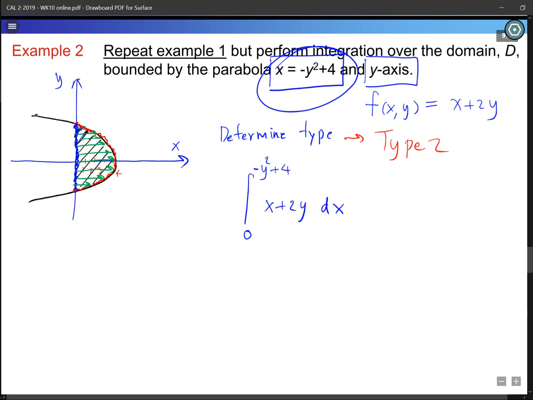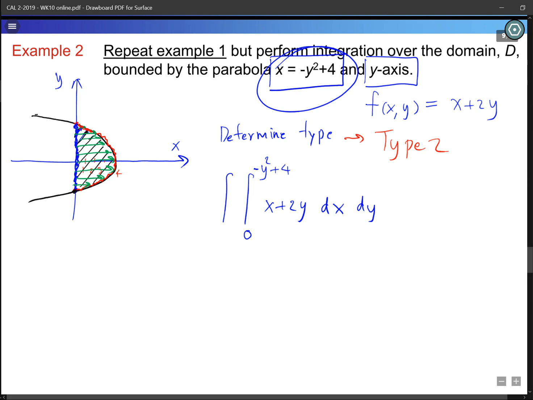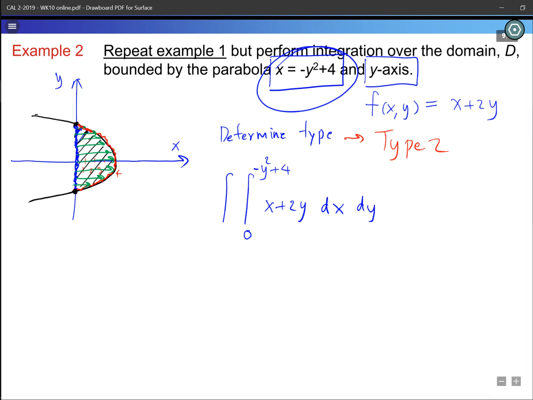What we need to do is to find the boundary for the y-axis. Oh, not the y-axis, for the y variable. So we need to determine the starting point and the end point of this integration along the y-axis. So looking at this, we don't know. So let's solve the equation.